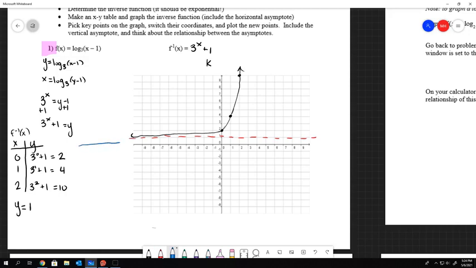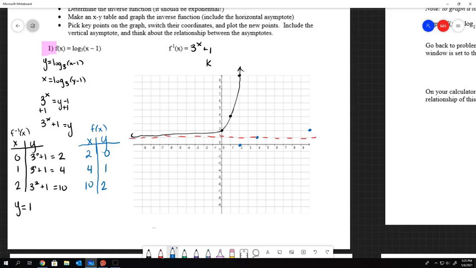Okay, so this is going to get us f of x. So I'm going to take my points that I got for f inverse and switch them. So 0, 2 becomes 2, 0. 1, 4 becomes 4, 1, and 2, 10 becomes 10, 2. And I'm going to come over here and plot these as well. So we have 2, 0, 4, 1, and 10, 2.